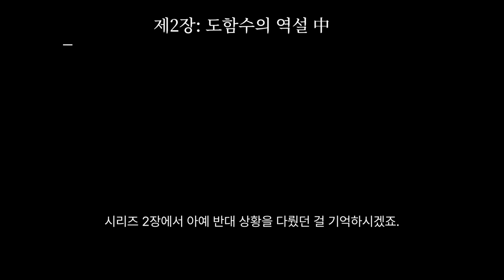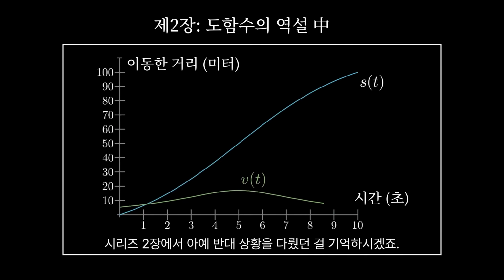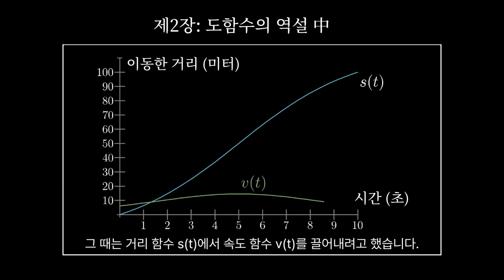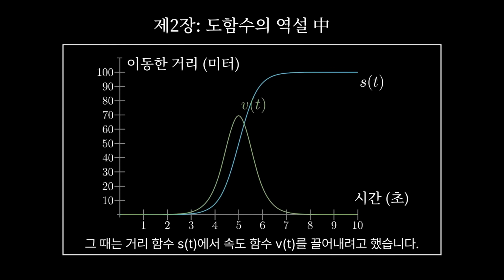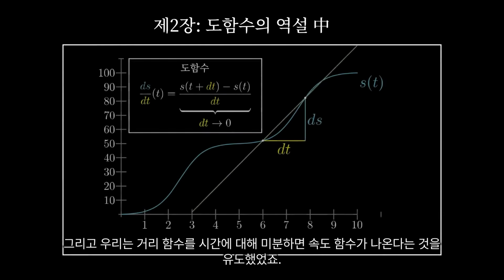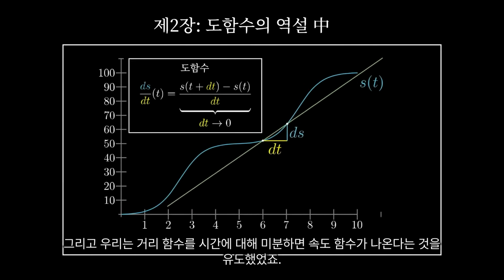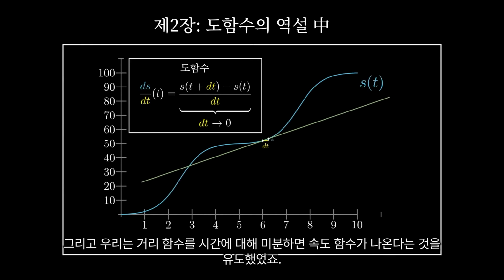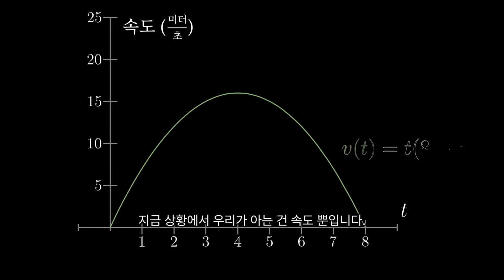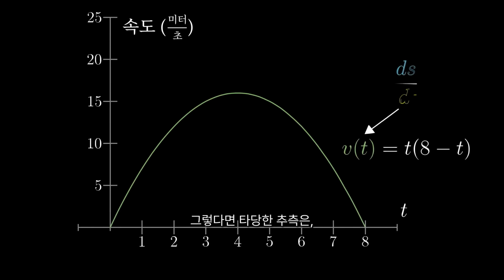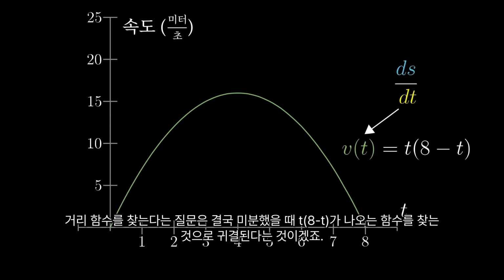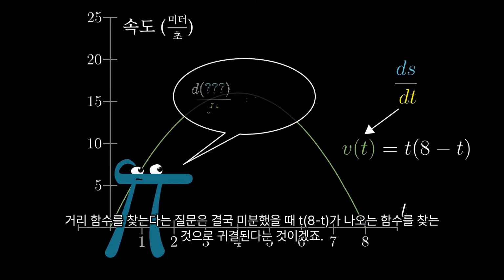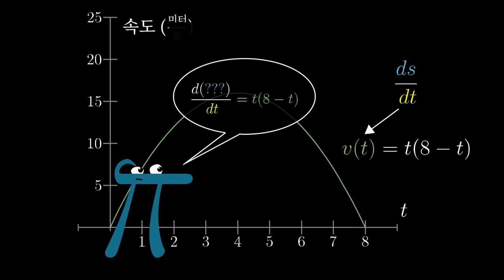You might remember, in chapter 2 of the series, we were looking at the opposite situation, where you knew what a distance function was, s of t, and you wanted to figure out the velocity function from that. There, I showed how the derivative of a distance versus time function gives you a velocity versus time function. So in our current situation, where all we know is velocity, it should make sense that finding a distance versus time function is going to come down to asking what function has a derivative of t times 8 minus t.